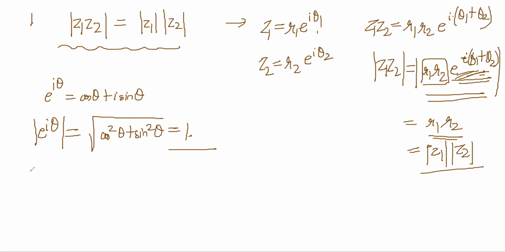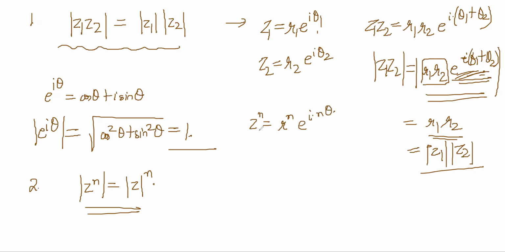Then we have some properties like mod of z power n is equal to mod z to the power n. Again, obvious if you think of polar form. In polar form, z power n will be r power n e power i n theta. Are you understanding? If z is equal to r e power i theta, when you raise it to the power n, what will happen? R power n e power i n theta, right?